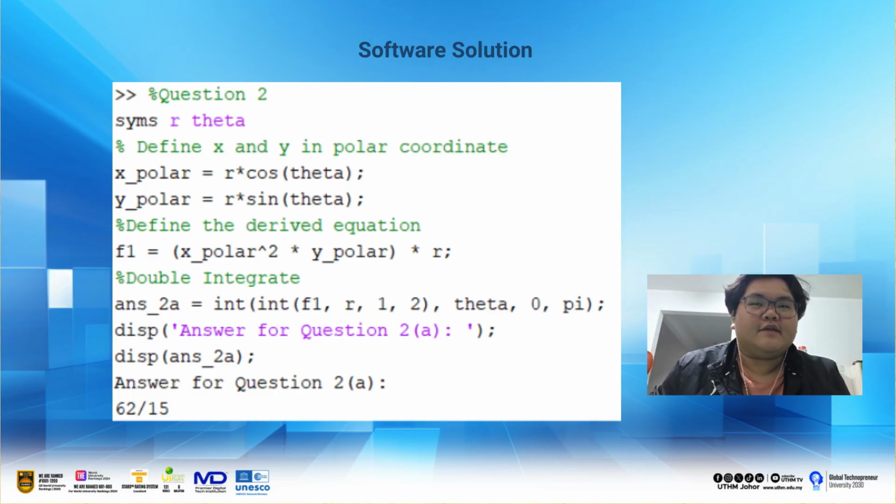The next part is that we need to define the equation again for the calculation part. So we do the double integration. The inner part is with respect to r, with lower limit 1 and upper limit 2, and the second part is with respect to theta, d theta, with lower limit 0 and upper limit pi. Then we just display the answer, and the answer for this question is 62 over 15, which is also the same as the manually calculated one.